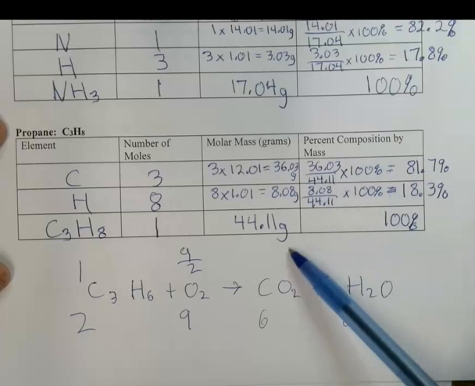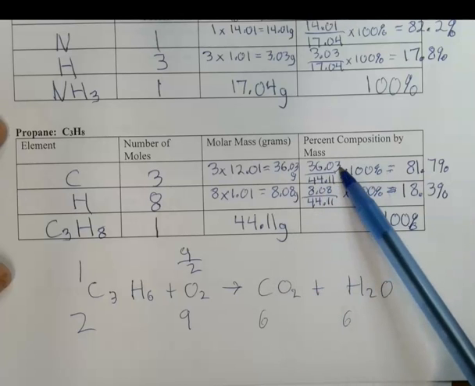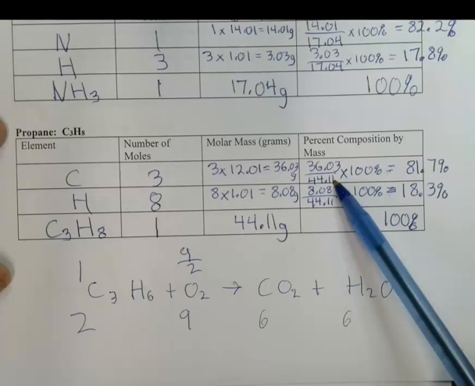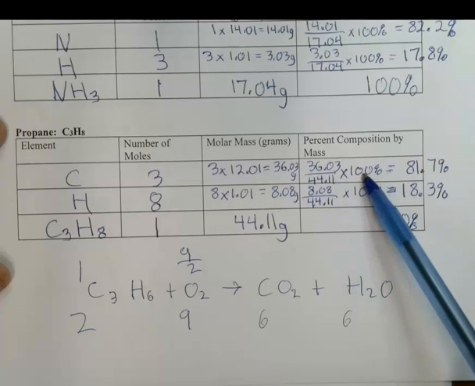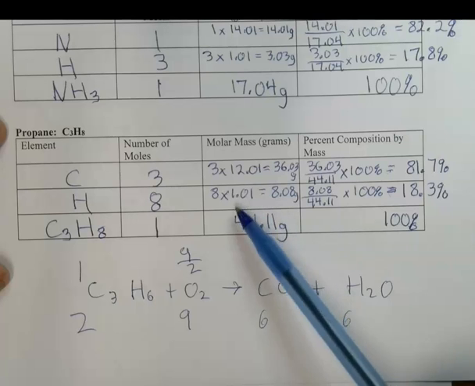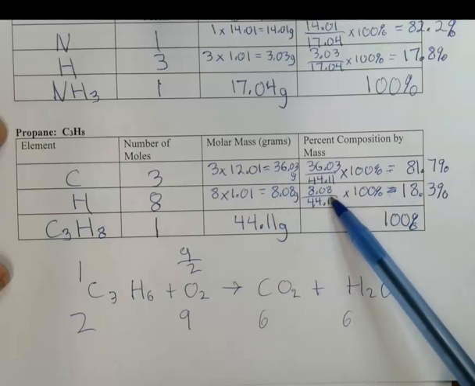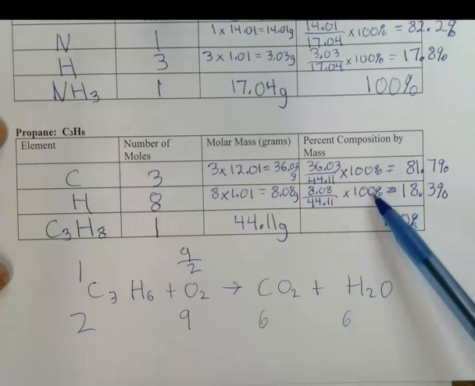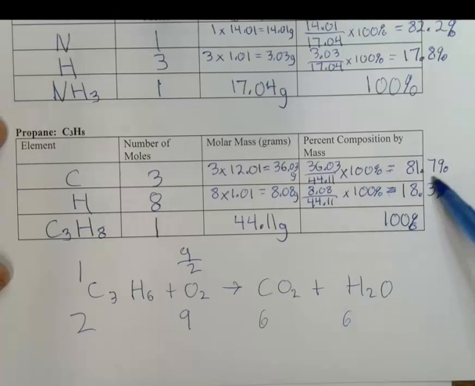So again, we compute the percent composition the same way. It's the mass of the carbon divided by the mass of the entire molecule. If you multiply that by 100, you get 81.7%. So 81.7% of propane is made up of carbon. Same thing for hydrogen: 8.08 divided by 44.11 times 100%, and that means 18% of a propane molecule is made up of hydrogen. You add those two together, and you get the total of 100%.